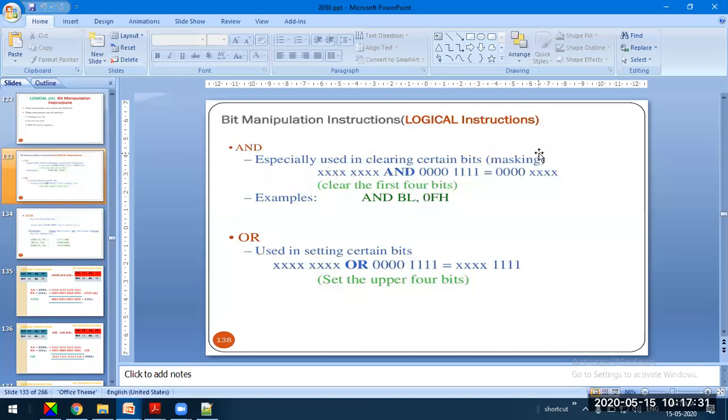When these two are ANDed, as you can observe, only the lower 4 bits are retained. The upper 4 bits become 0 because the upper 4 bits of the data are 0. Only the lower 4 bits, which are 1 in this 0FH, are retained, and that is stored in the DL register. So this is a simple case of an AND operation.